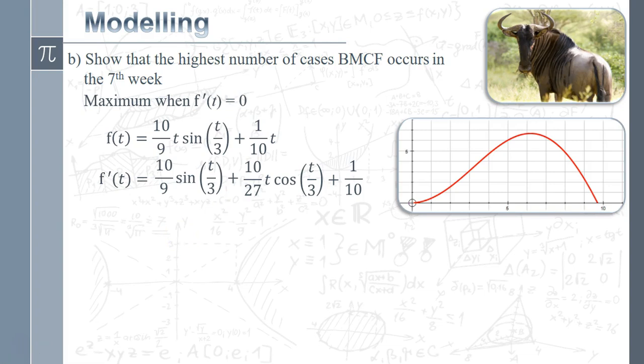Now we're dealing with time, so we've got to prove it's happening in the 7th week. If we think about what's going on, our 7th week, week 7, is that one there. Because let's just consider week 1. Week 1 goes between t equals 0 and t equals 1.